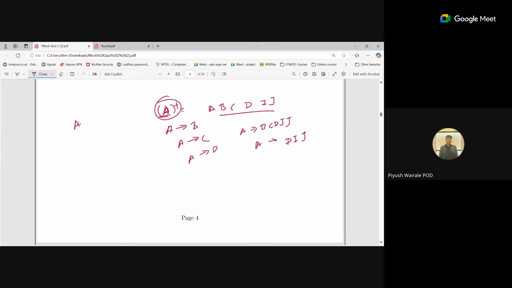So whenever any attribute or set of attributes gives you a closure, that attribute or set of attributes can determine all the attributes on the right hand side in the closure, right? Individually or combined as well. So basically, you are just simply applying the union rule here. Okay.